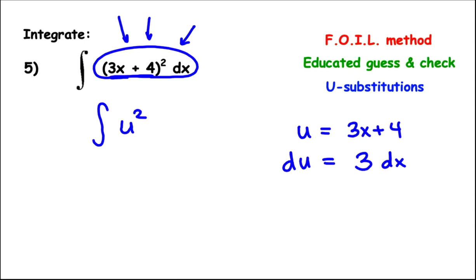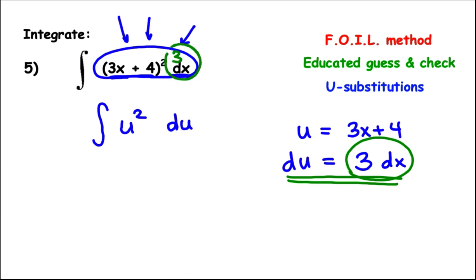We're asking for trouble. So what I need this dx to change to is a du. But dx and du are not the same thing. Down here it says du is 3 dx. I need a 3 dx. So what do I do? I just give myself a 3, a times 3 right here. And then this 3 dx becomes the du.